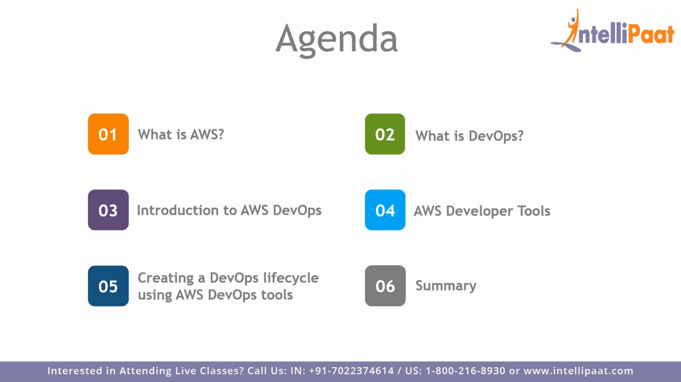Moving on, we'll look at the various developer tools provided by AWS, and we'll be looking at four essential tools: CodeDeploy, CodeBuild, CodeCommit, and CodePipeline. After learning those services, we will create a complete DevOps lifecycle using these DevOps tools. Once we've completed the project, I'll give you a brief summary of what you have learned in this session, so that you can recap what you have learned by yourself. So let's get ahead with this session.